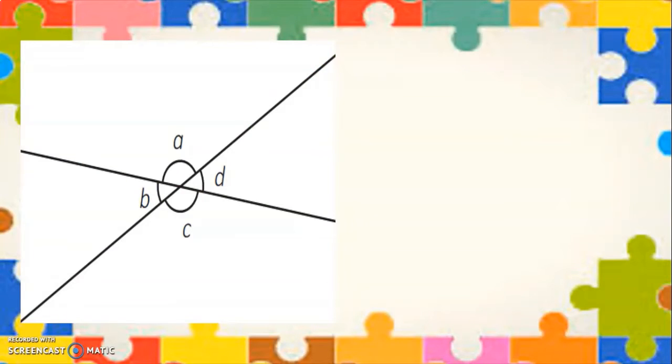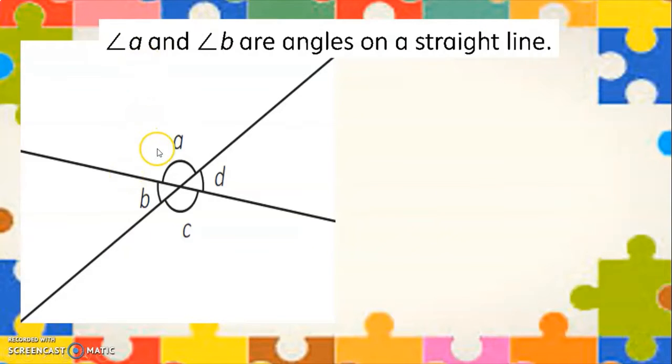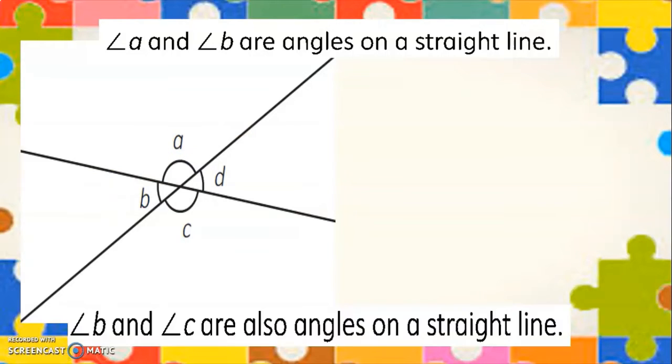You can see we have angles here. So we have angle A, angle B, angle C, and angle D. What can you say about these angles? Very good. Angle A and angle B are angles on a straight line. What else? Yes, same as angle B and angle C are also on the straight line. So, angle C and angle D also, angle A and angle D are on the straight line.